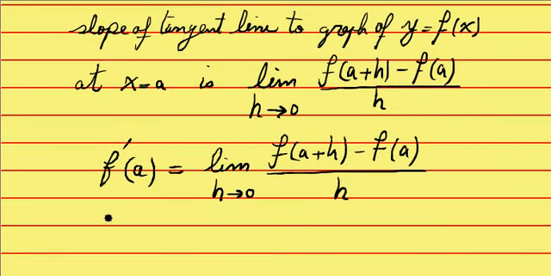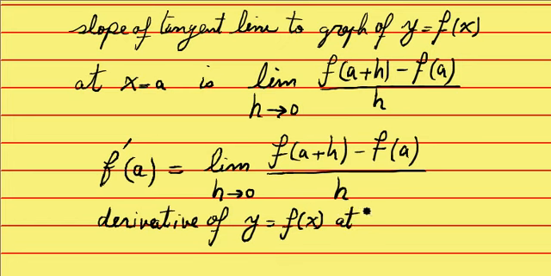So this is the derivative of y is equal to f of x at x equal to a. So how do you read this? You read it f prime at a, or f prime of a. So we are already done with half of our lecture for today. Really don't have much to say.